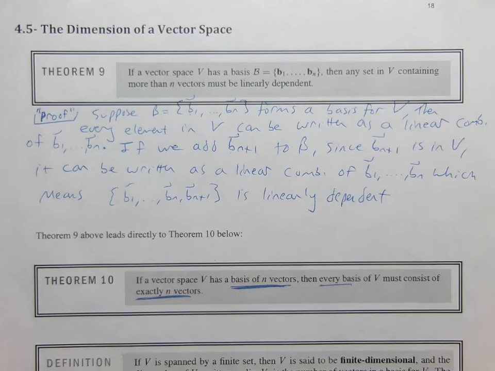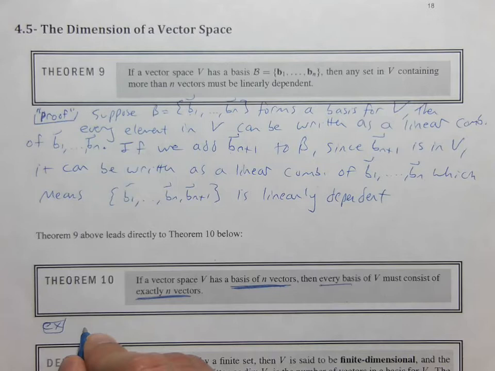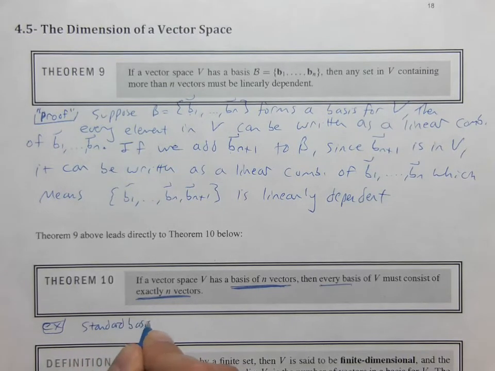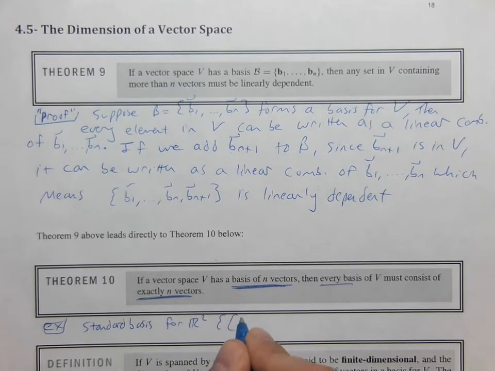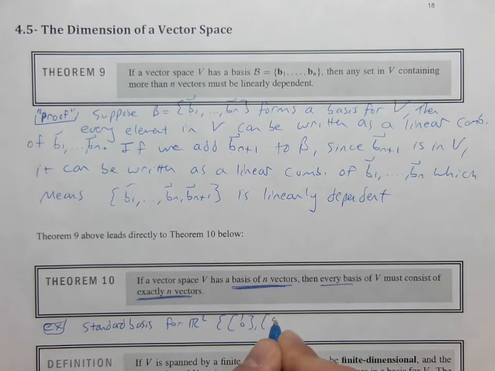And so, just to be clear, you can have more than one basis for the same space, but they need to have the same number of vectors. Just as a quick example here, the standard basis for R2 we know is (1, 0), (0, 1). So that has two elements, right?